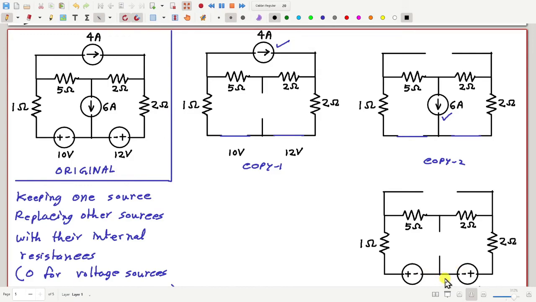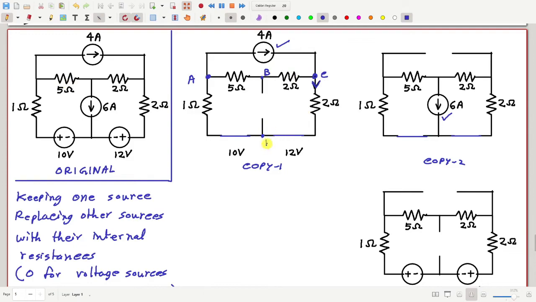Now, we will solve these copies of this circuit separately. So what will be the solution for the first copy? How much will be this current here? This one, anyone? Let me call this A, B, and this current 4 by 3.